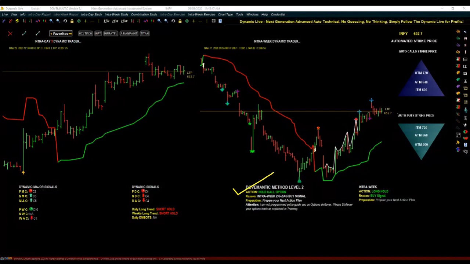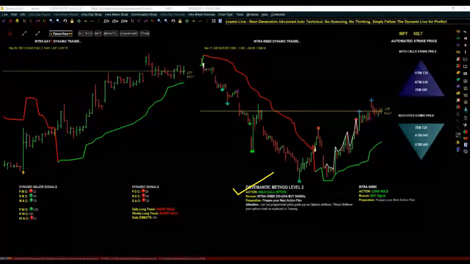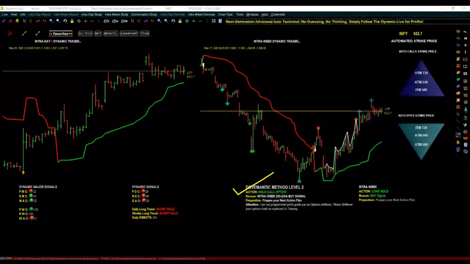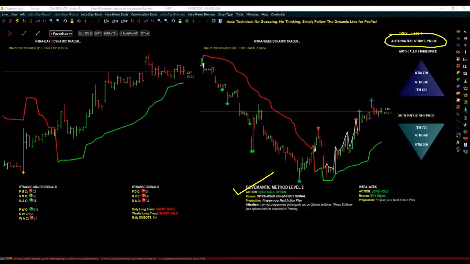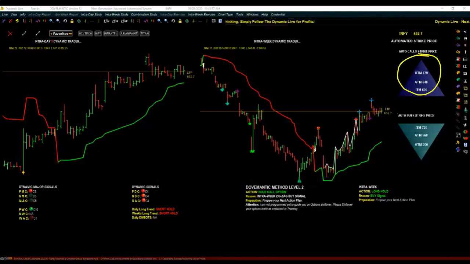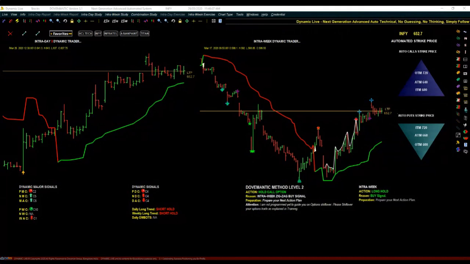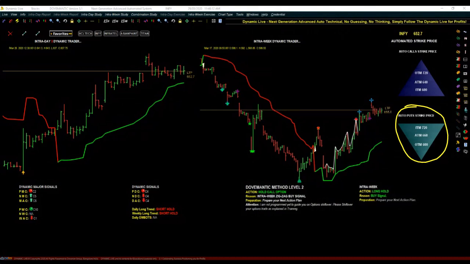Today you don't have to worry. Even that problem is gone, because the right strike price is automatically selected by this dynamic live intelligence. It'll tell you here. When it comes to call options, there's a pyramid pointing upward, where it will directly tell you the right strike price. There are 3 different strike prices, and you can pick any one of them. Similarly, if you want to trade put options, these are the strike prices in the pyramid pointing downward, where you can pick any one of the right strike prices and go about the trading.